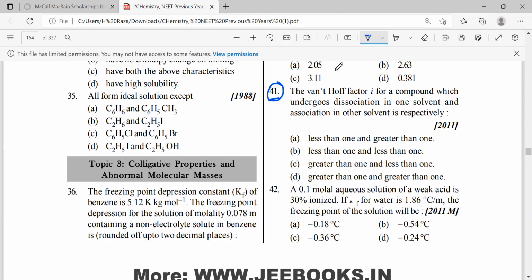Sir, is it C? C. The Van't Hoff factor for a solute that undergoes dissociation in one solvent and association in another solvent is respectively, dissociation greater than 1 and association less than 1. Very good.